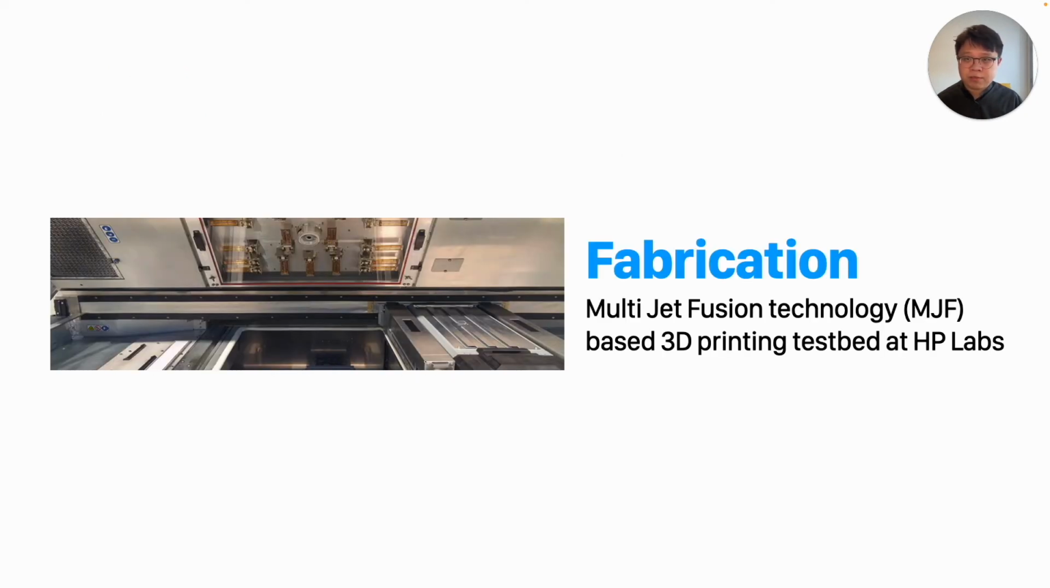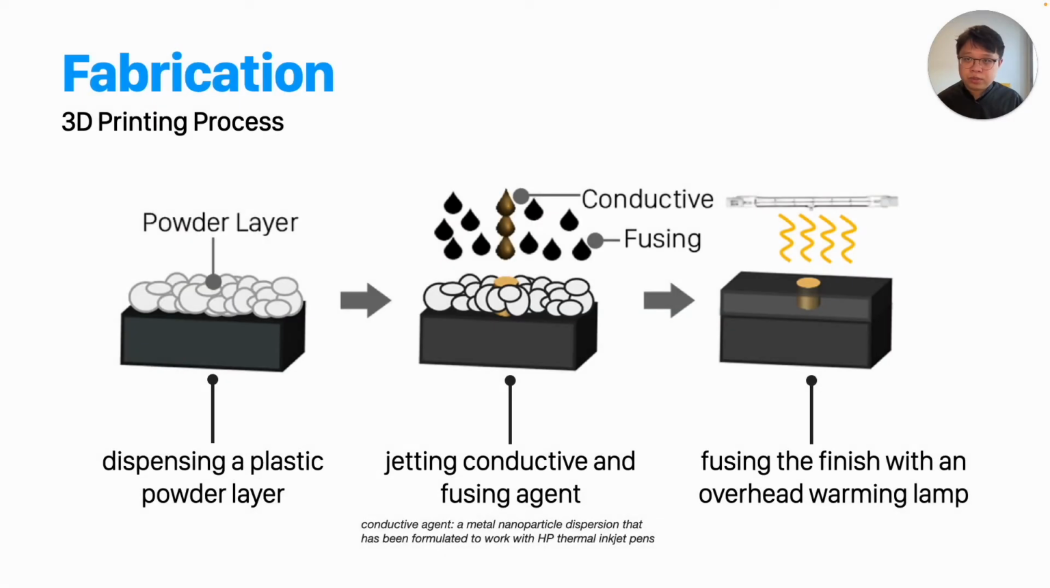For the last step, fabrication, we use a multi-jet fusion technology-based 3D printing test bed at HP Labs for model printing. The 3D printing process looks like this. First, the test bed printer dispenses a plastic powder layer. For each layer, the nozzles selectively fuse non-conductive areas by jetting a special fusing agent. Finally, the layer is finished by fusing with an overhead warming lamp on the test bed.